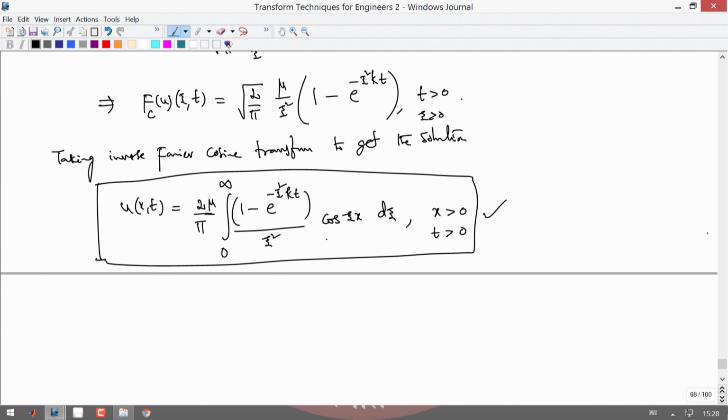So, you can calculate this integral as t goes to infinity. Again like earlier, you can also have this remark: as t goes to infinity, what happens to this u of x, t as you pump in this thing? You end up getting 2 by pi times mu, integral 0 to infinity cos xi x by xi square d xi. This integral you have to evaluate.